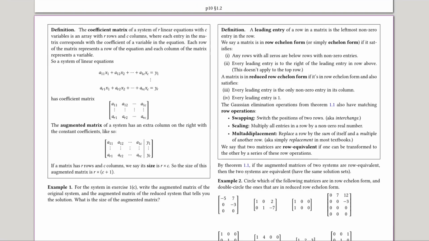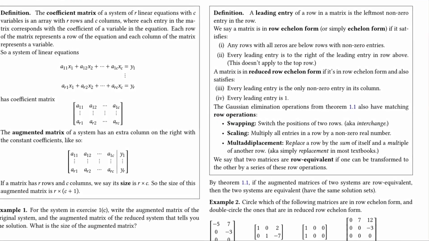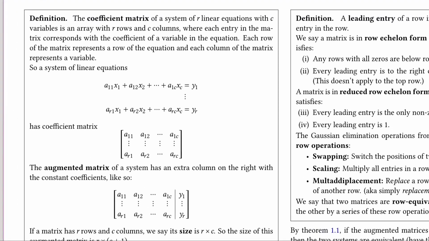But some of it is actually kind of pretty tricky, especially when we get to echelon form. That's going to be a little tricky. So we'll take some time with that. But first of all, let's look at a coefficient matrix here.